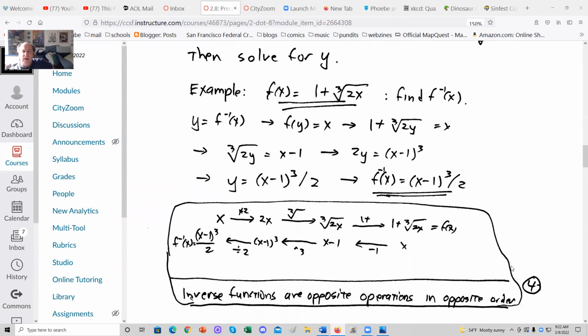Now notice a curious thing happens. Let's look at how f of x is defined and how f inverse of x is defined.